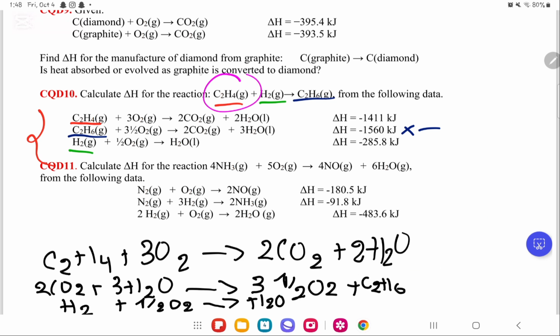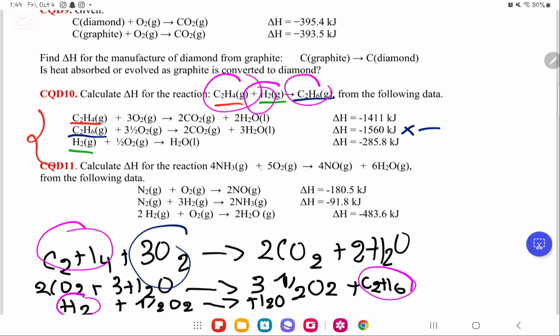So let's circle the things we need. We need C2H4. We're gonna circle it. We need H2. We're gonna circle it. We need C2H6. We are gonna circle it as well. So we need to keep everything that is circled. Everything else, we need to cancel it out, or like subtract.